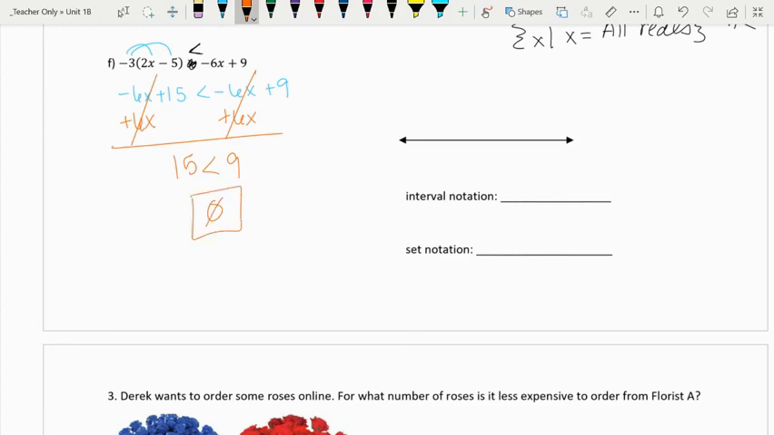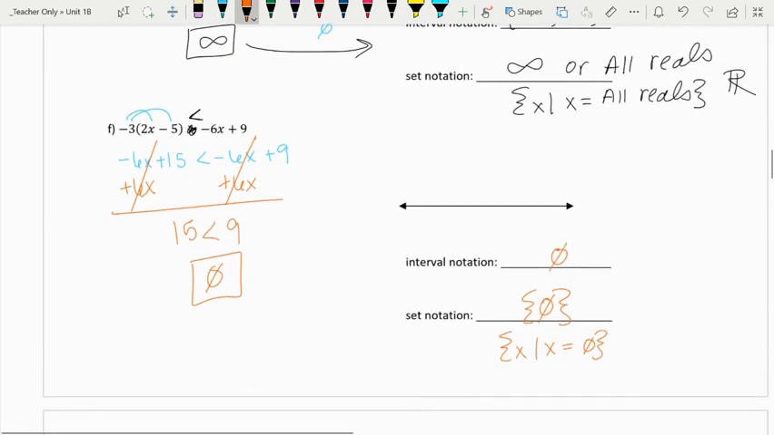So that means on our number line, we would have nothing to shade. And then in interval notation and set notation, we have no solution as our answer. Now again, set notation, you can do x such that x equals no solution if you want to, but I'm fine with just doing this, or the most correct would probably be to put no solution in the braces. They're called braces, squiggles, whatever you want to call them.